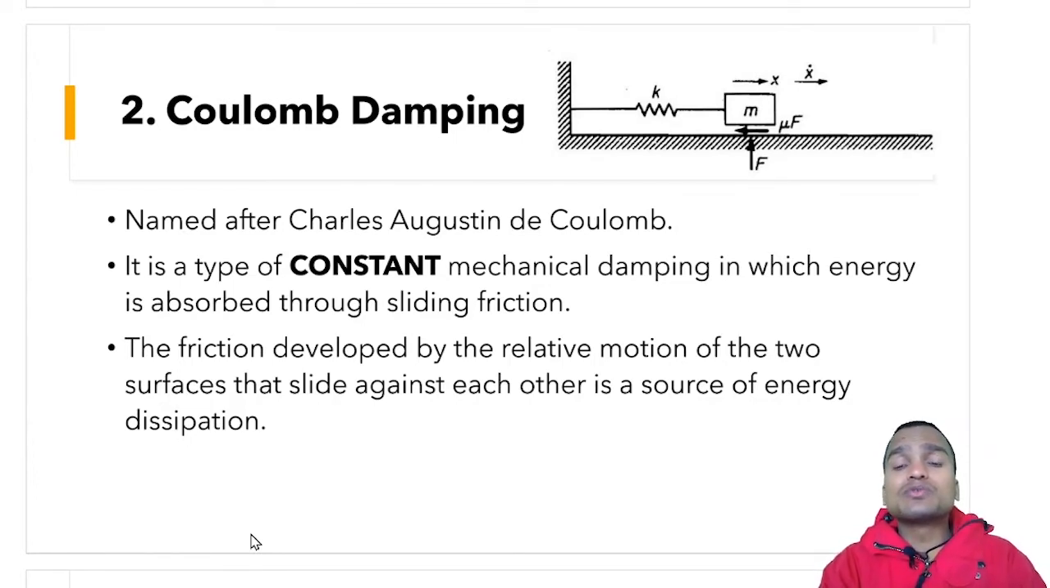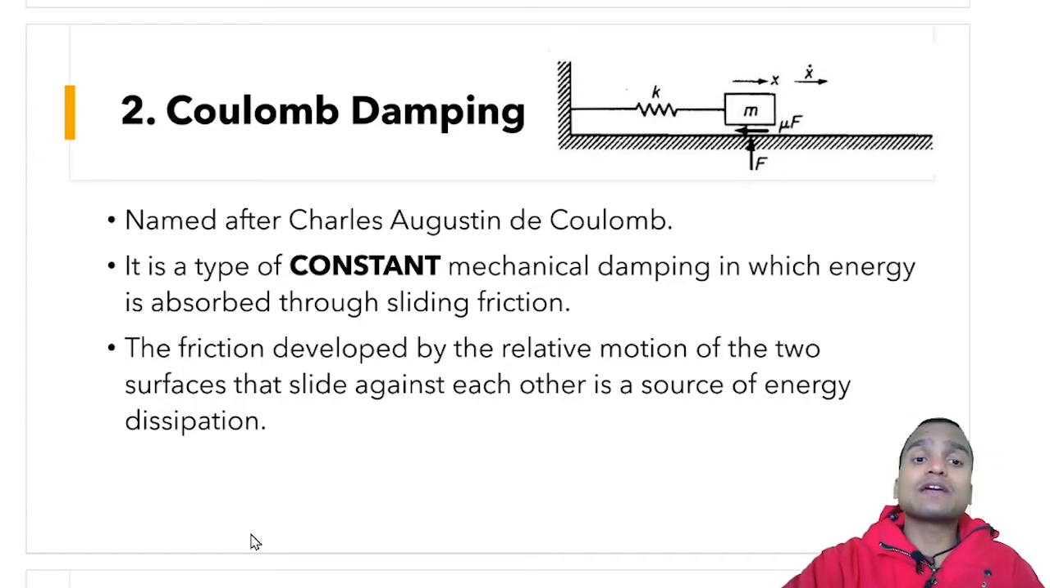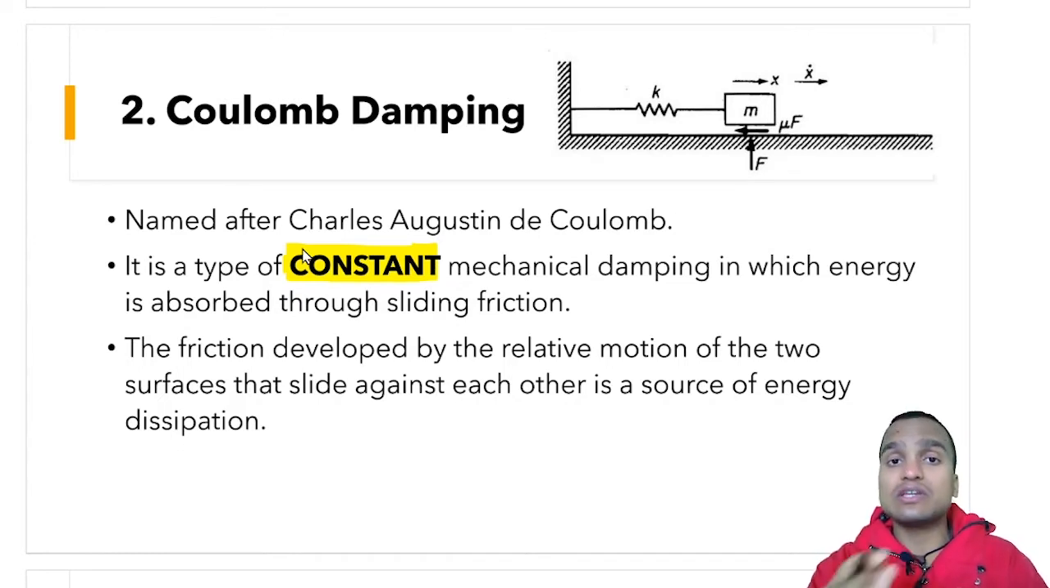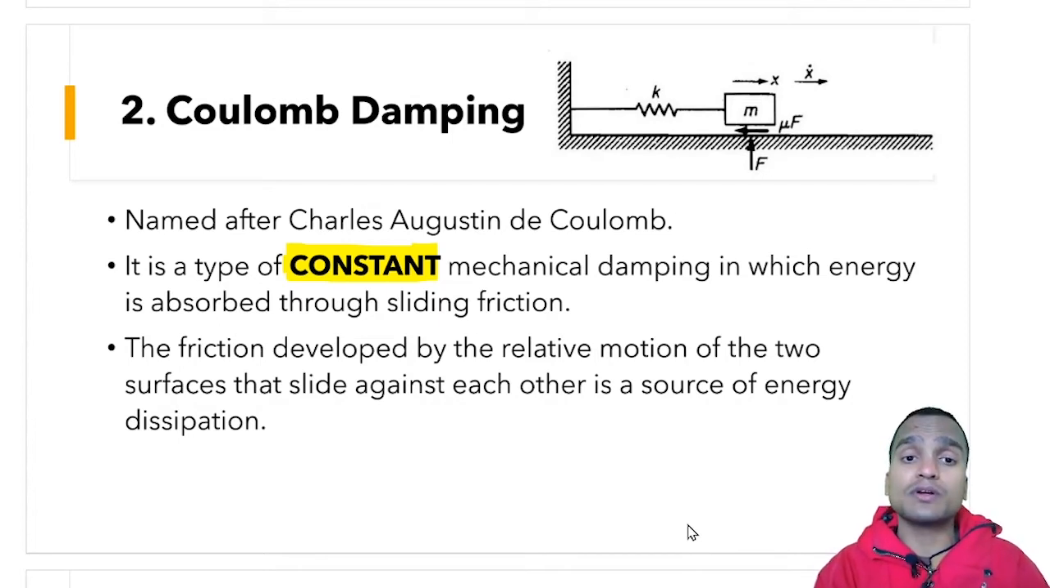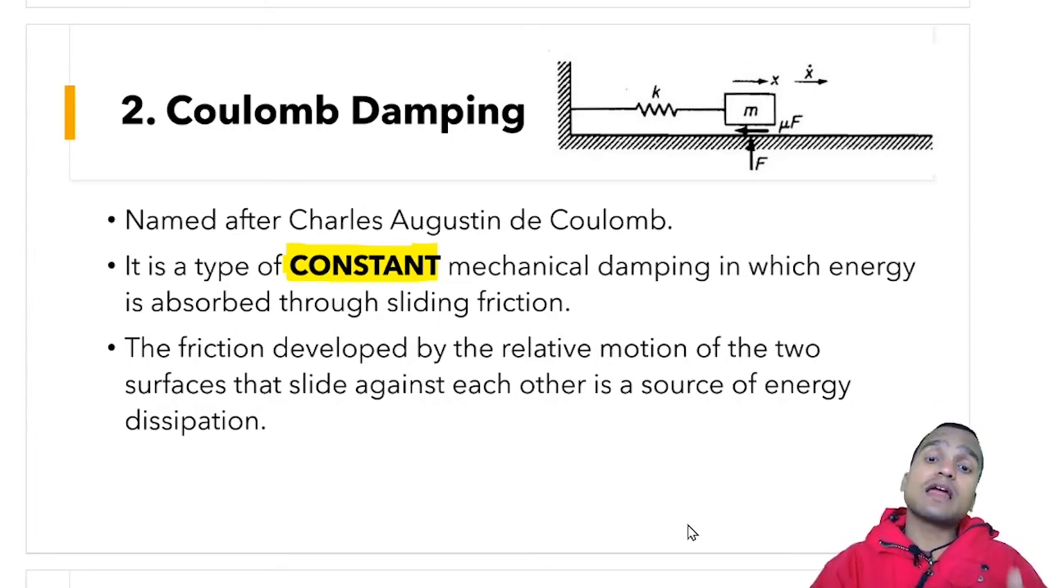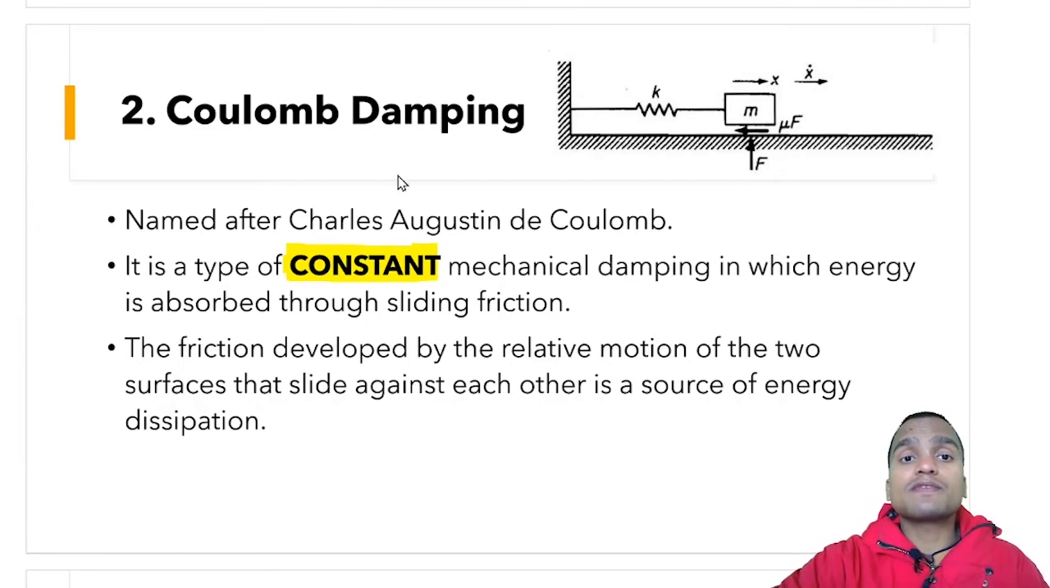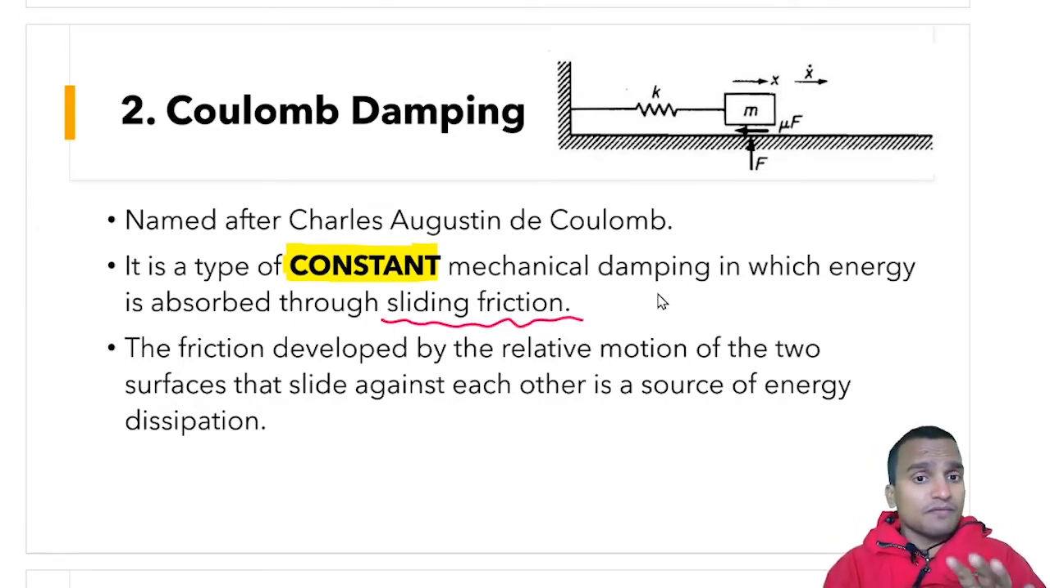Okay, so this Coulomb damping is a type of constant mechanical damping. I have highlighted this word constant because this is very, very important. Here damping remains constant, it does not vary linearly with the velocity of the body. So this is a type of constant mechanical damping in which energy is absorbed through what? Sliding friction.